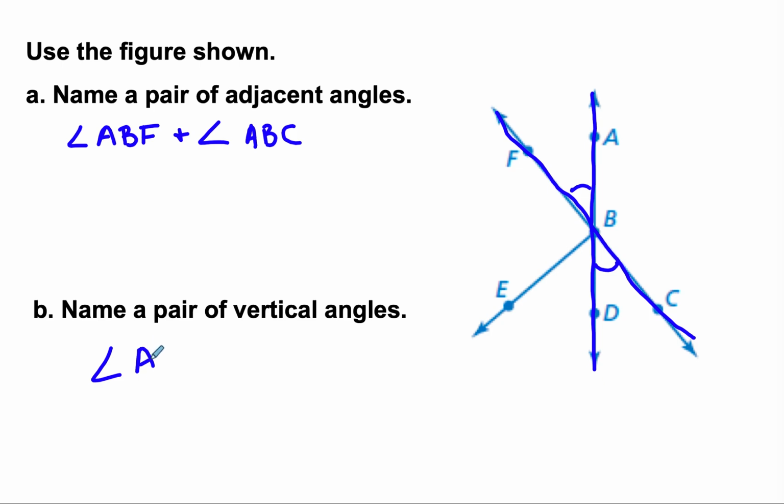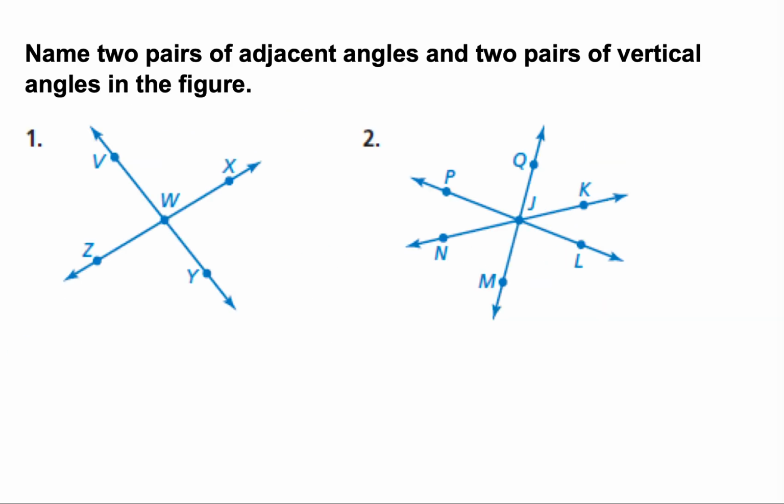So I have ABF again. That's this top one. And then this bottom one is CBD. Again, that middle point, the vertex, is our middle letter listed. I could have also said ABC, which would be this one, and FBD, which would be this one. All right. Go ahead and pause the video and try these on your own. Notice that it says 2 pairs of adjacent and 2 pairs of vertical. Go ahead and try these ones on your own.